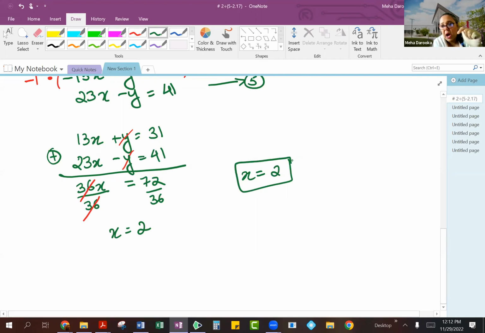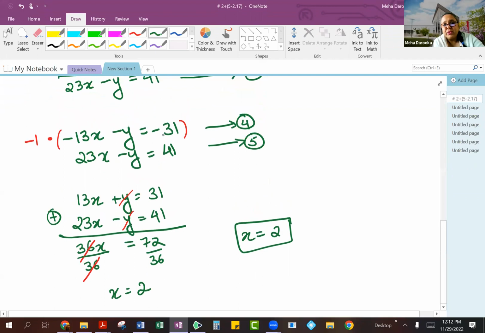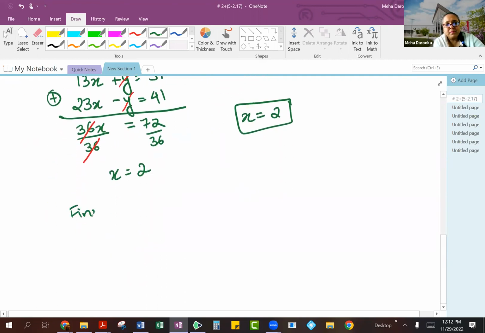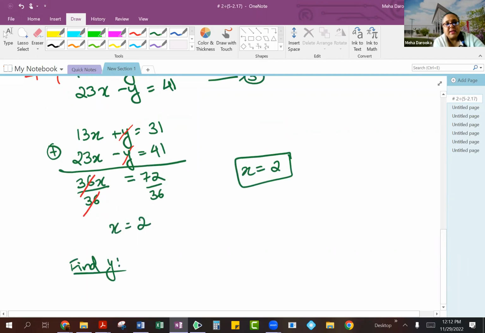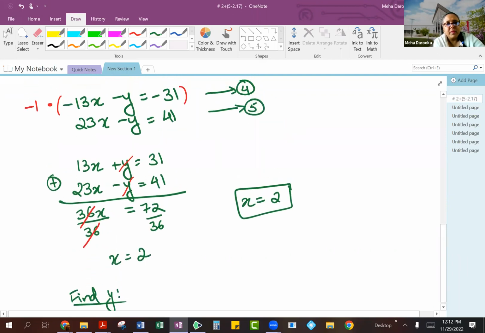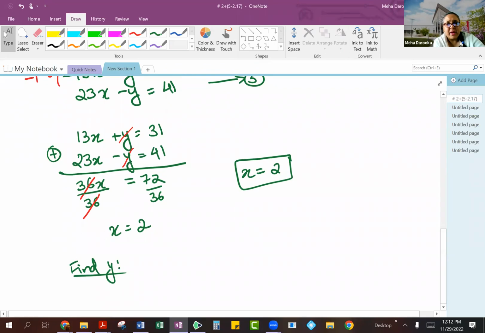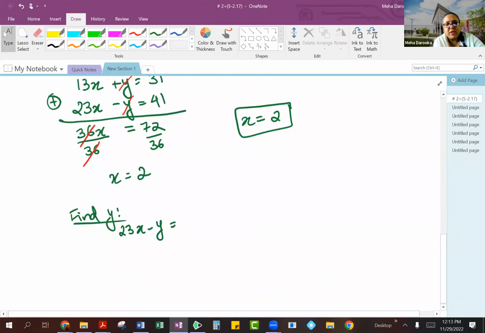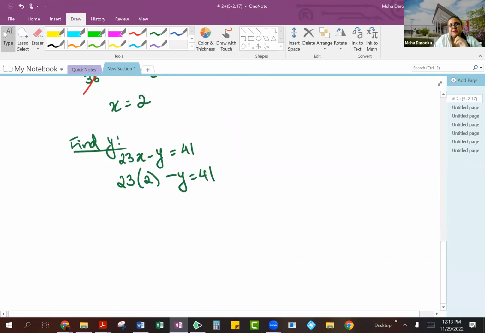Now you have to go with y first because you will either use equation 4 or equation 5, any one of those to find the y variable. So finding y, I guess it really doesn't matter, but I'm going to use equation 5. So that's 23x minus y equals 41. And then, of course, our x value is 2. So what will that y value come out to be in this case then?